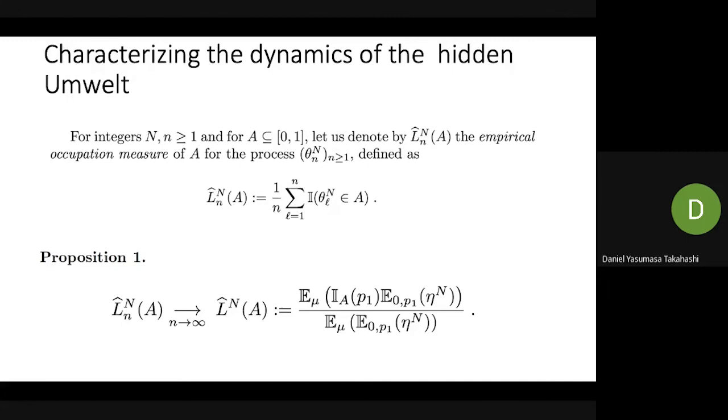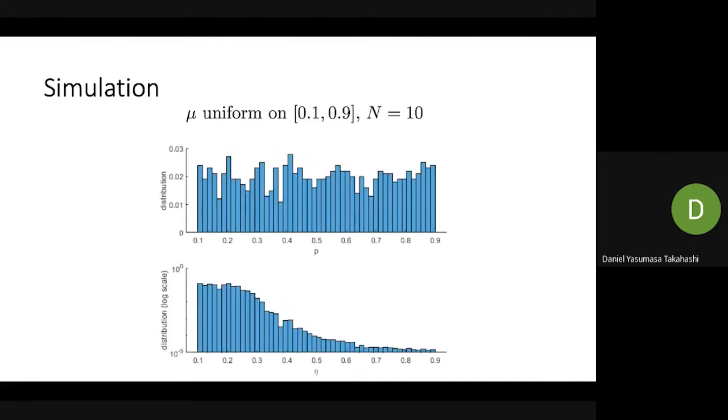Sorry for this. So I did a very small simulation here, using mu uniform between 0.1 and 0.9, and the big N, which is the size of the system, is 10 here. On top, we have the histogram of the mu, and you see that it's more or less uniform. I simulated, I think, 10,000 points of the random walk.